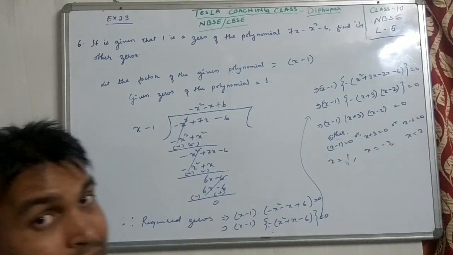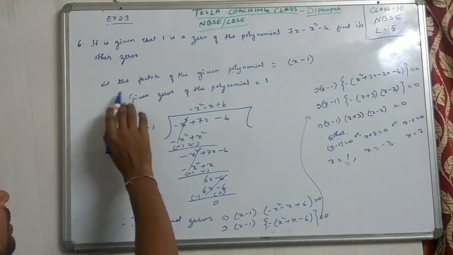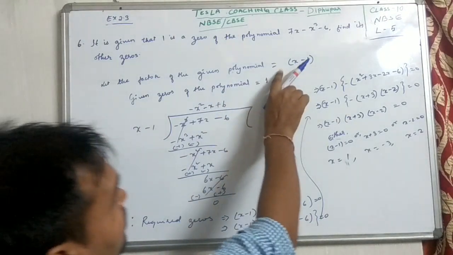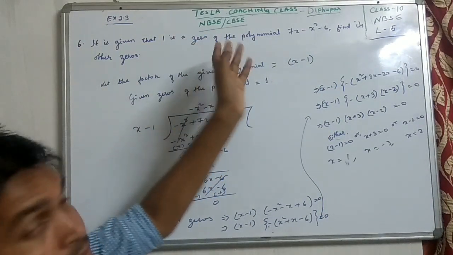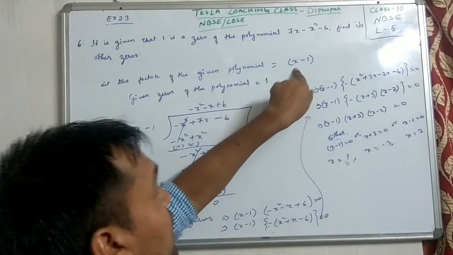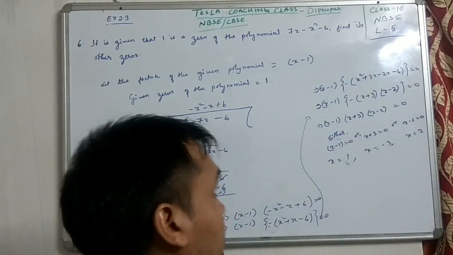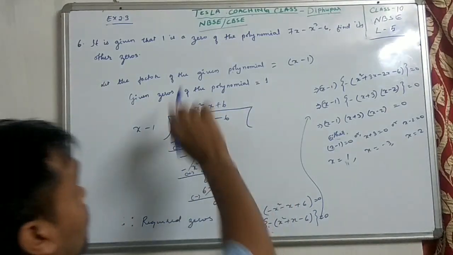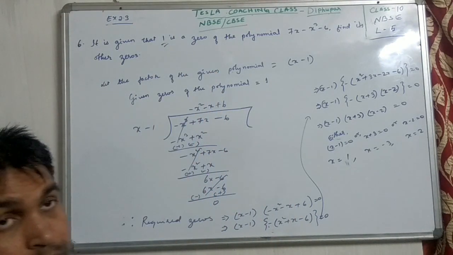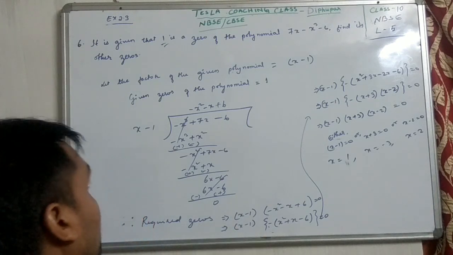So as we have done in the last question, in the same way, let the factor of the given polynomial be equal to whatever zero they have given. You have to subtract it from x. So we have written x minus 1 be the factor. The given 0 of the polynomial is equal to what? 1. So we have written it.